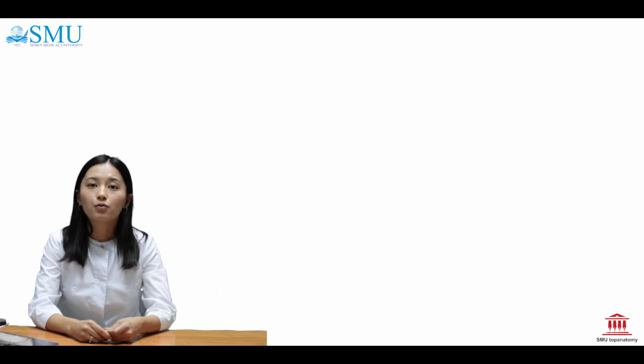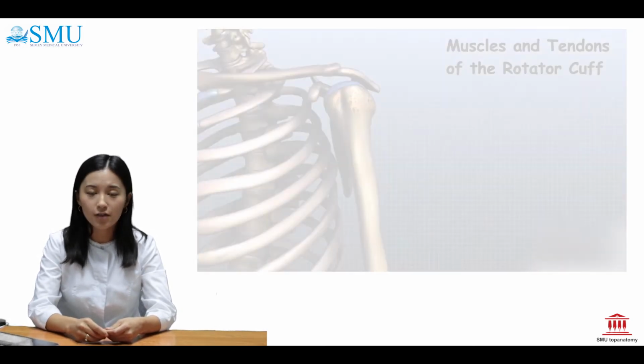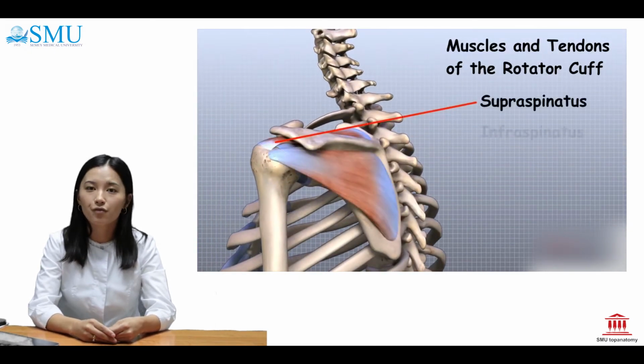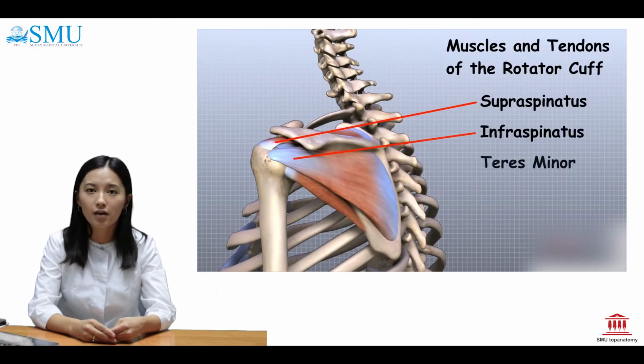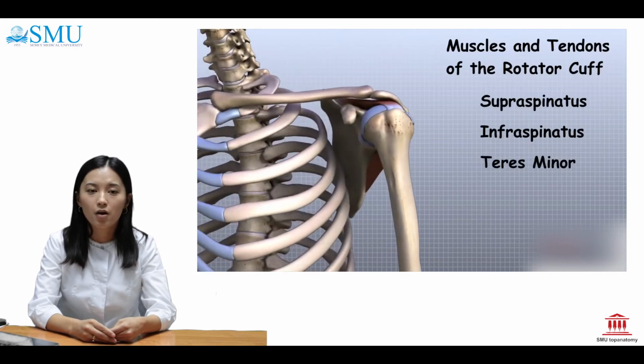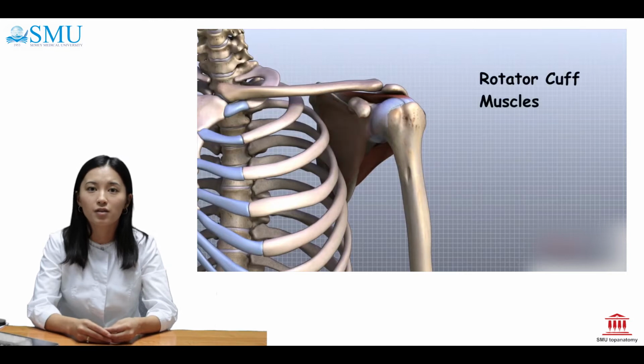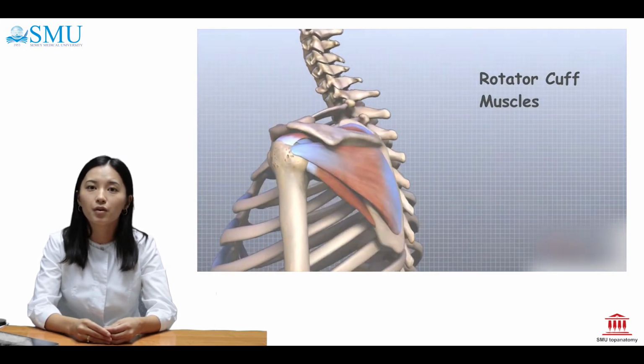Now we're going to talk about rotator cuff muscles. Rotator cuff muscles consist of tendons of 4 muscles: supraspinatus, infraspinatus, teres minor, and subscapularis. Rotator cuff muscles stabilize the joint by keeping the head of the humerus articulating with the glenoid cavity of the scapula. It also fuses with the capsule.